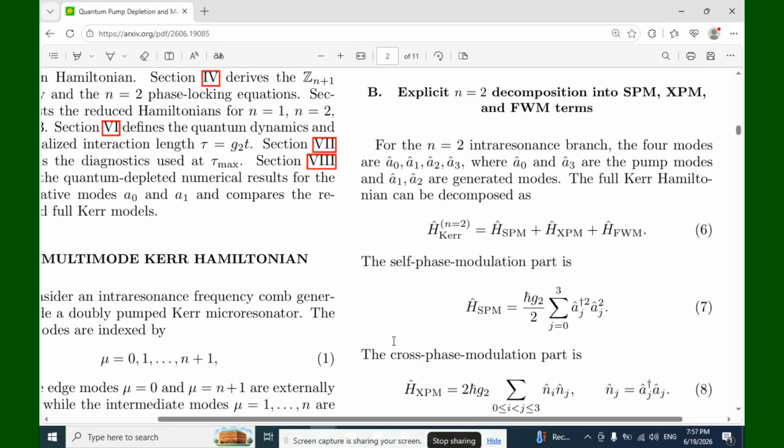Explicit n = 2 decomposition into the SPM, XPM, and FWM terms. For the n = 2 inter-resonance branch, the four modes are alpha 0, alpha 1, alpha 2, alpha 3, where alpha 0 and alpha 3 are the pumped modes and alpha 1 and alpha 2 are generated modes. The full Kerr Hamiltonian can be decomposed as H_Kerr^{n=2} = H_SPM + H_XPM + H_FWM.